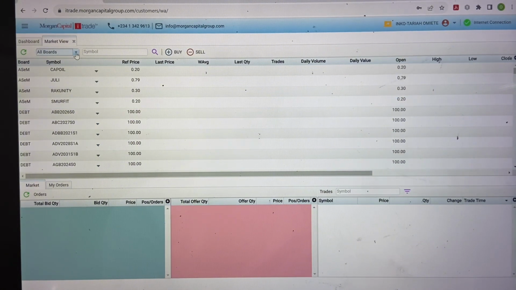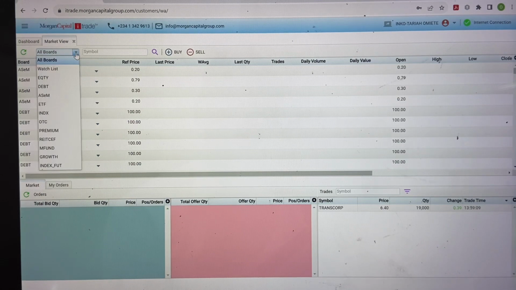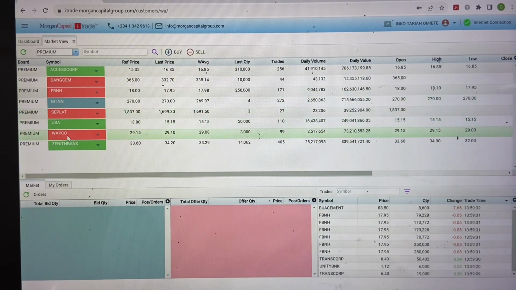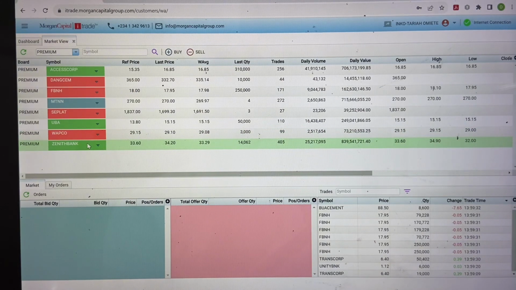Go onto the top left corner, click on all boards, and then you see the two key places where quoted companies on the Nigerian Stock Exchange can be found on this platform, one of which is Premium Board. Click on Premium and what you get is Access Corporation, which is Access Bank, Dangote Cement, First Bank, MTN, Seplat, UBA, WAPCO, Zenith.